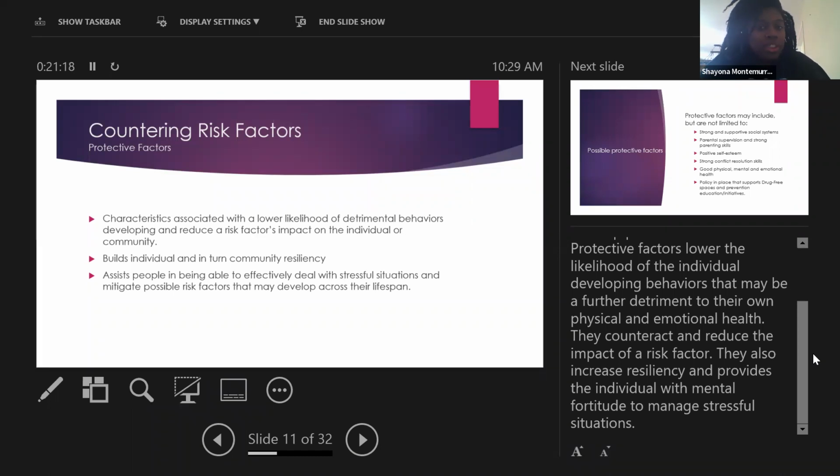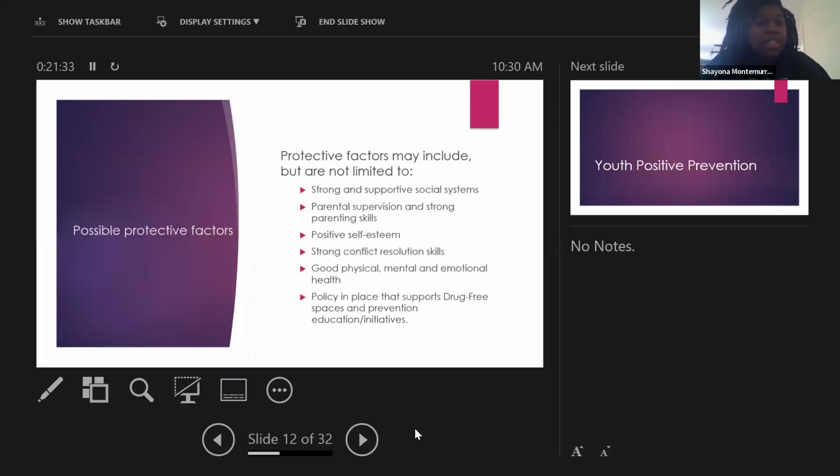So protective factors are those that will counter our risk factors, increase the resiliency of an individual or their community, and help people to deal effectively with stressful situations. So some possible protective factors that we can look into are strong and supportive social systems, positive self-esteem, parental supervision, just basically interaction from the parental units, such as their caregivers, strong parenting skills, and individuals with good physical, mental, and emotional health are less likely to use substances or misuse substances.